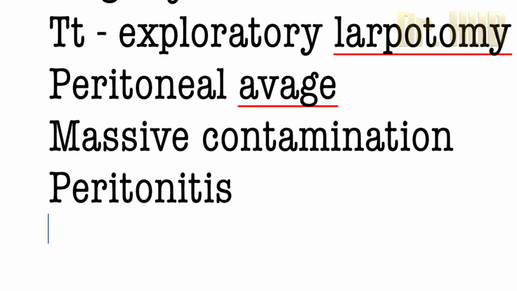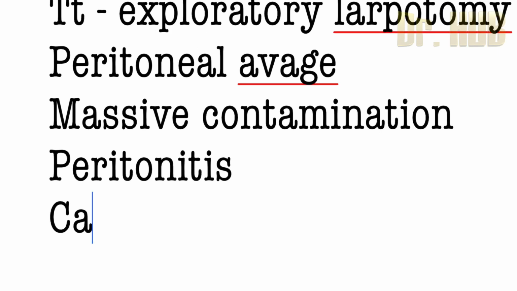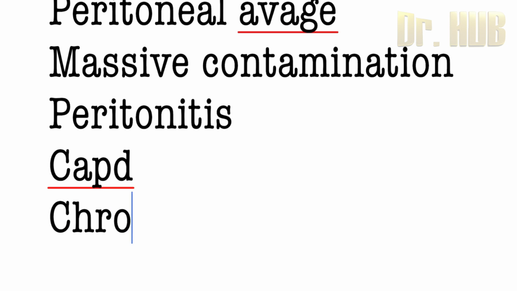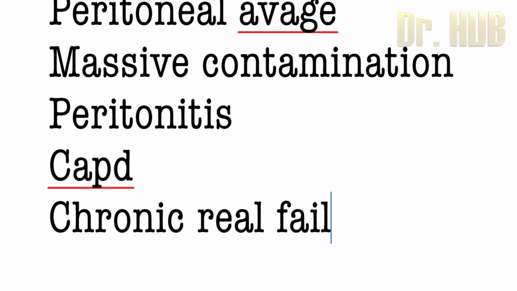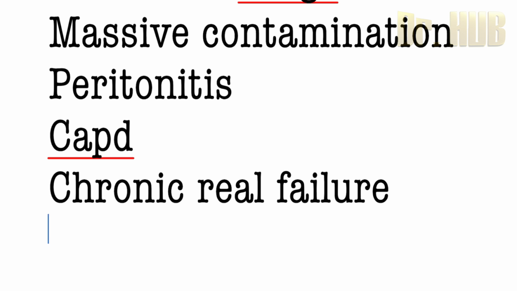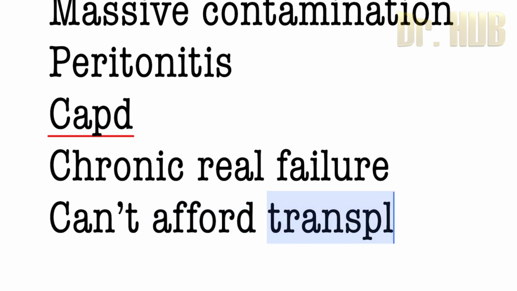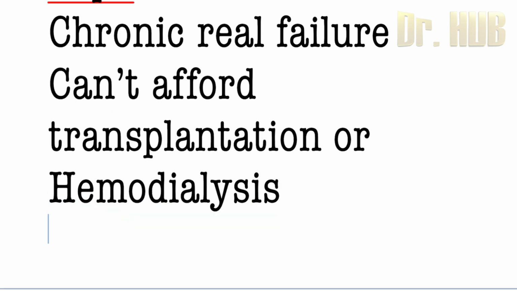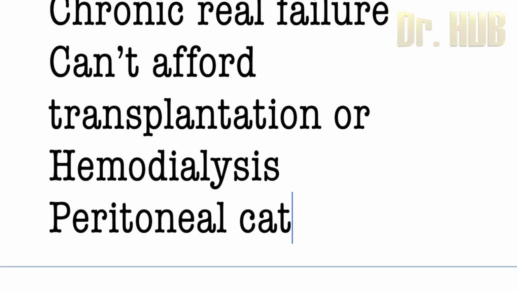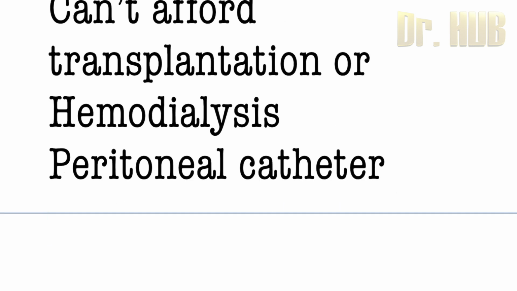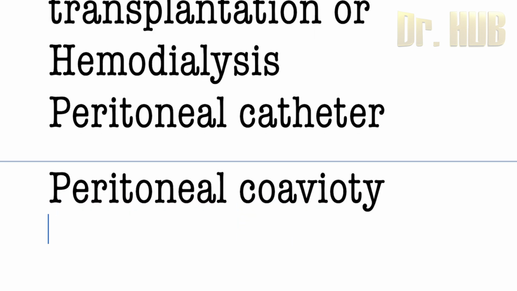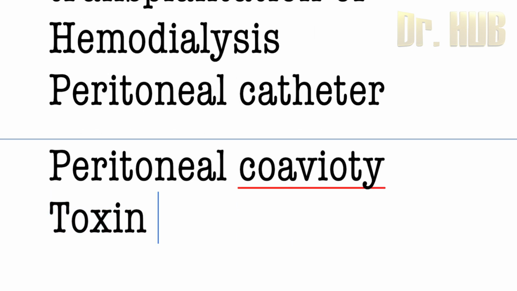Next we move on to peritonitis in case of chronic ambulatory peritoneal dialysis, CAPD. So what happens here in CAPD? It is used in patients with chronic renal failure who cannot afford transplantation or hemodialysis. A peritoneal catheter is inserted, and after the catheter is inserted, the dialysis fluid is introduced into the peritoneal cavity for toxin exchange.